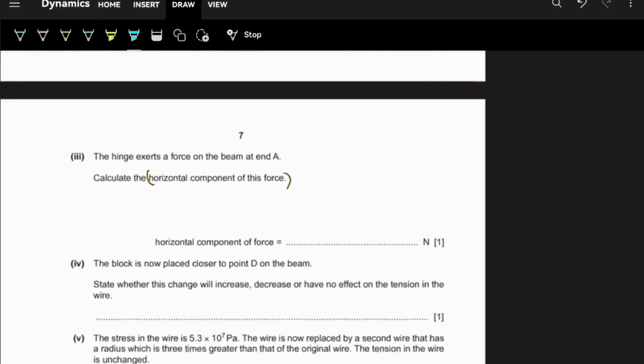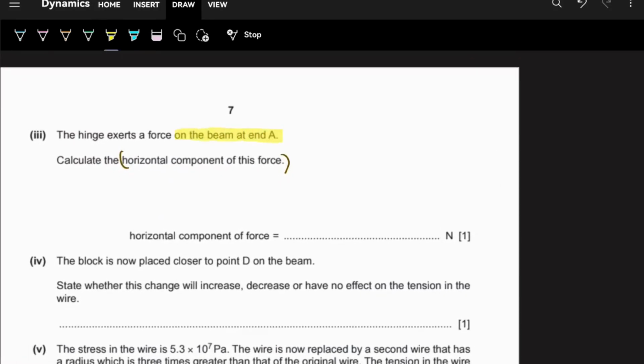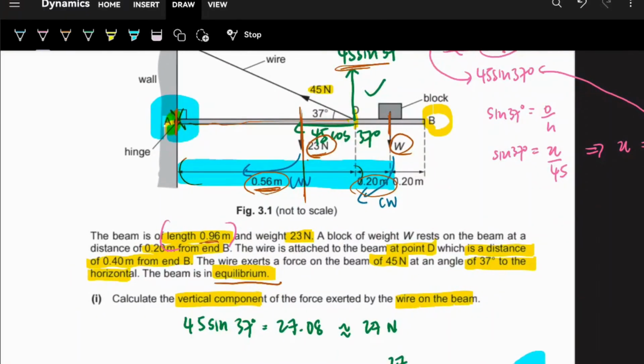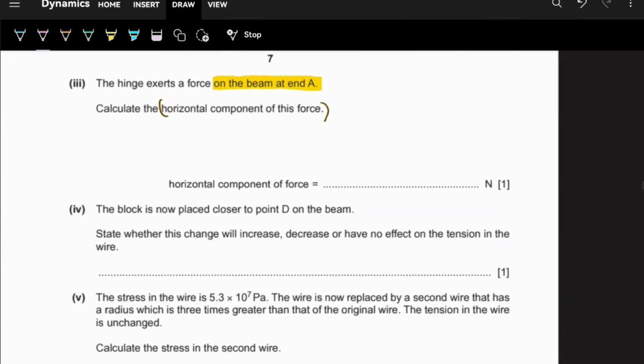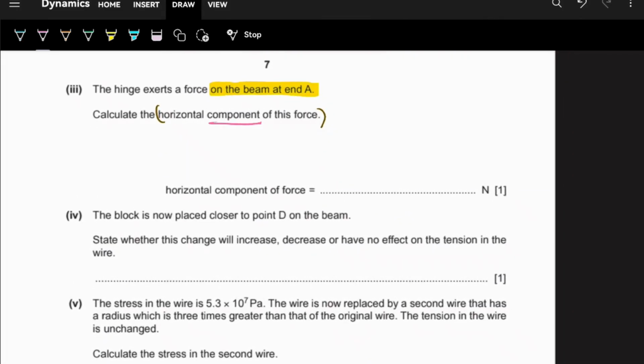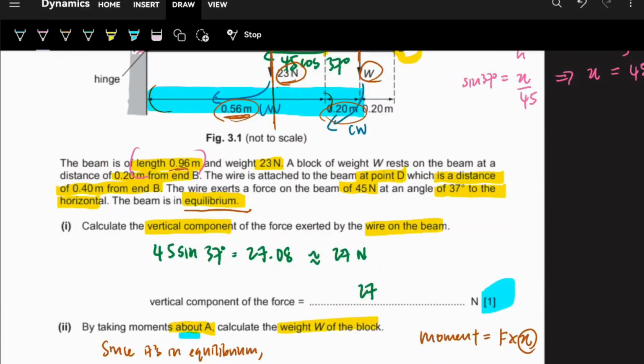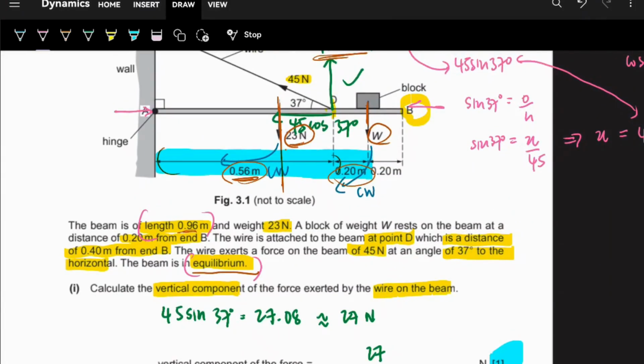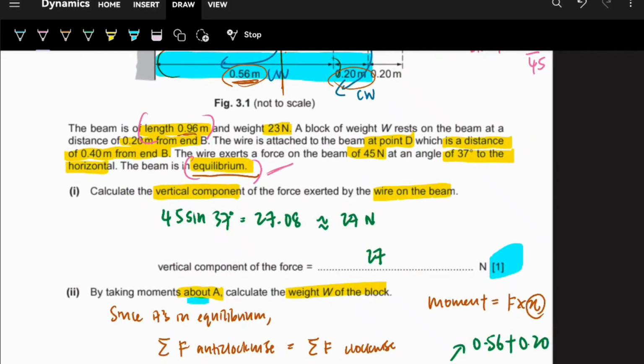Okay. The hinge exerts a force on the beam at A. That means the hinge is exerting a force this way. Okay, that is not where the hinge is. Wait. Okay, here. Then calculate the horizontal component of this force. Okay. As far as we are concerned, the beam is in equilibrium. That means the force acting here is equal to the force acting here. This one is equal to this. Am I right? Why? Because it's in equilibrium.